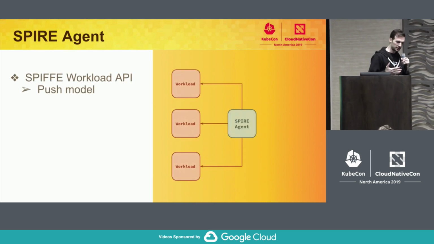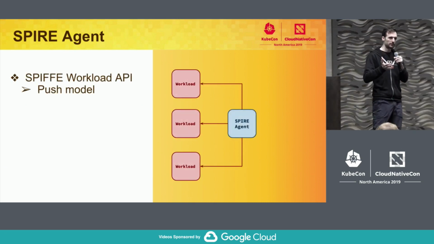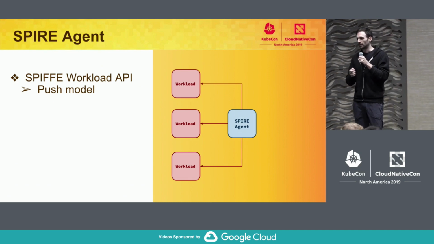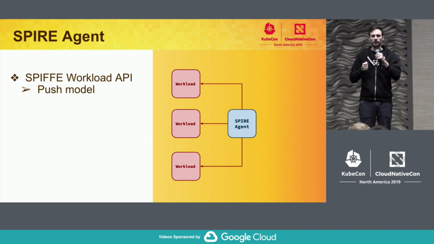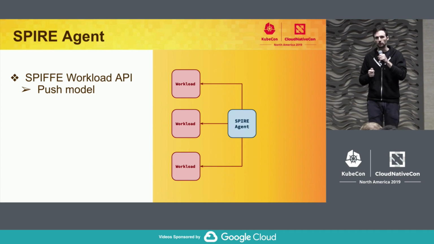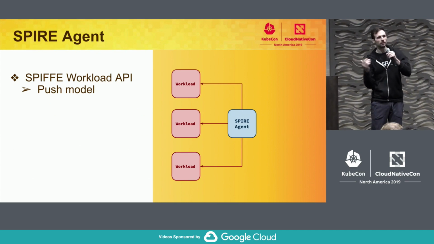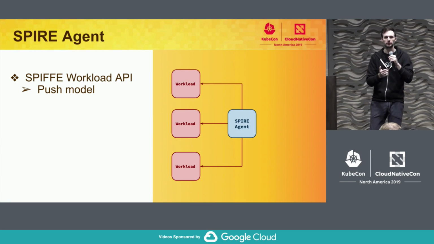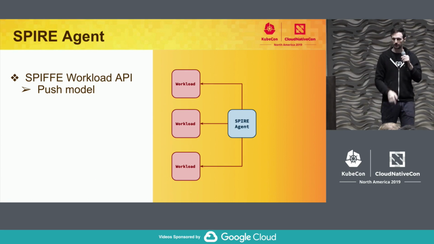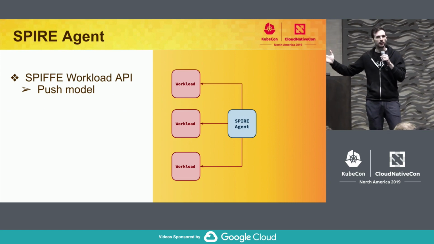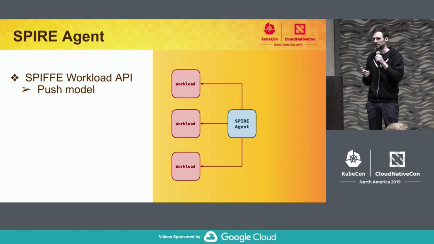So how does rotation actually happen? One of the parts of the SPIFFE standard is this thing called the SPIFFE Workload API. Instead of reading your credentials from a file, you make a gRPC call to a local agent. And that agent gives you credentials. And it uses a push model to continually update you every time that credential is rotated. And so this is part of what I'm talking about in terms of solving rotation as a first-class citizen.